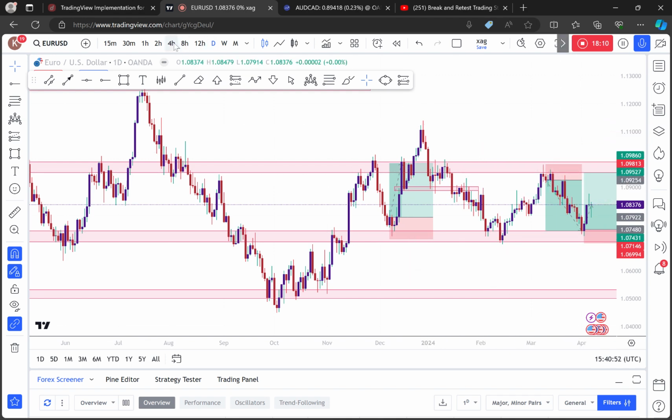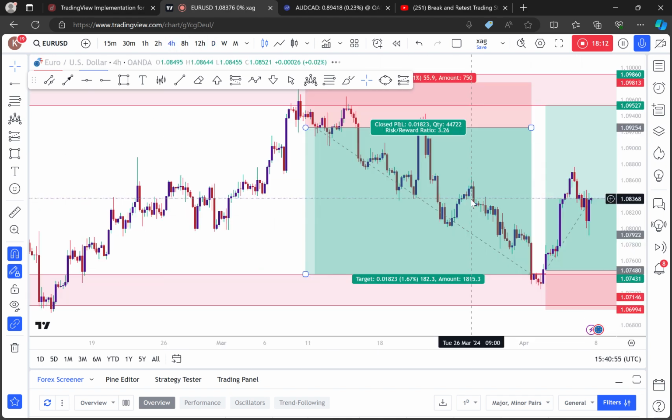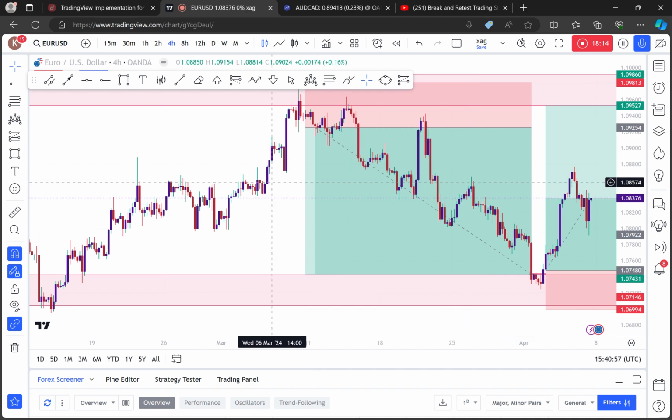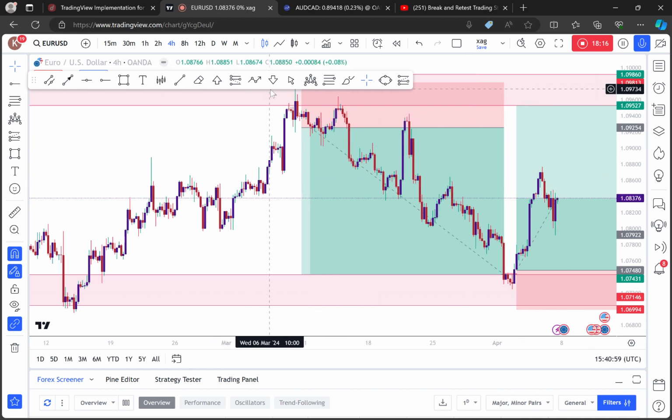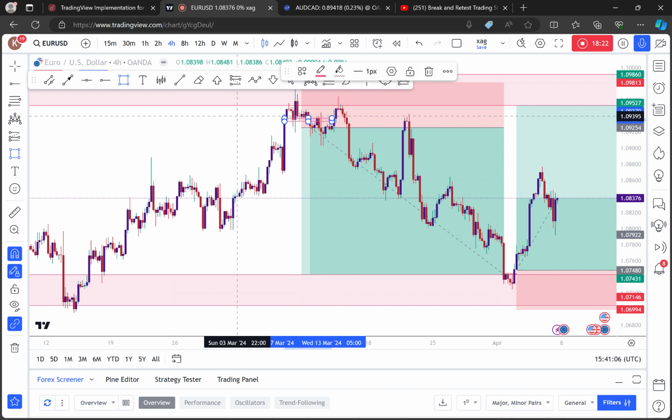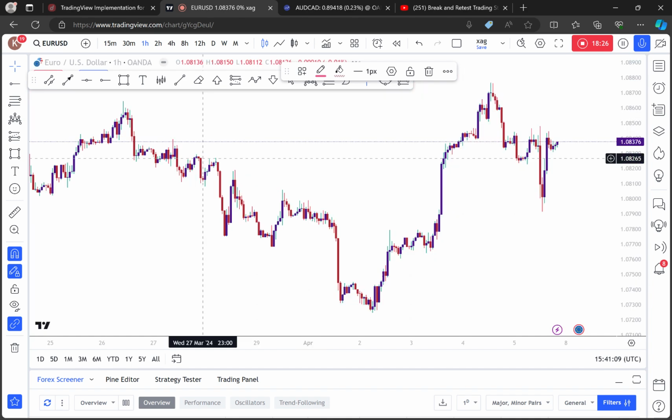Let me show you how I took this trade. Have a look at this trade. Even here, head and shoulders pattern, my best pattern. When you go to maybe the 1 hour time frame, I may spot one.